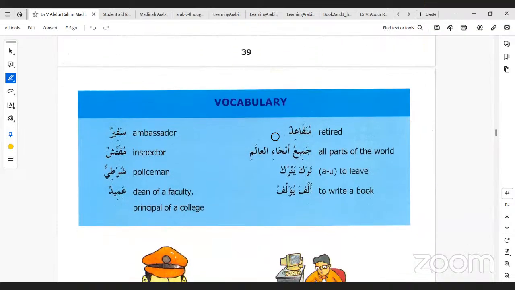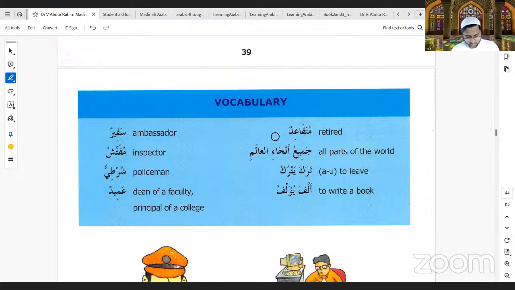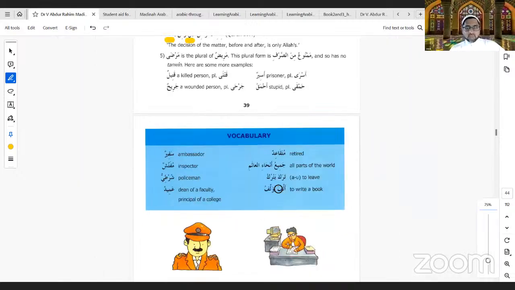Vocabulary. Safirun is ambassador. Mufattishun is inspector. Shurtiyun is policeman. Amidun, dean of a faculty and principal of a college. Mutaqa'idun, retired. Jamiu anha'il alami, all parts of the world. Then taraka yatruku is to leave. And allafa yu'allifu, to write a book. Excellent. Let's go through the lesson now.